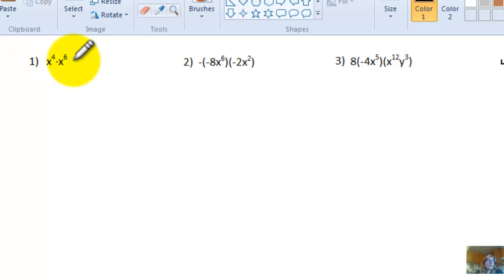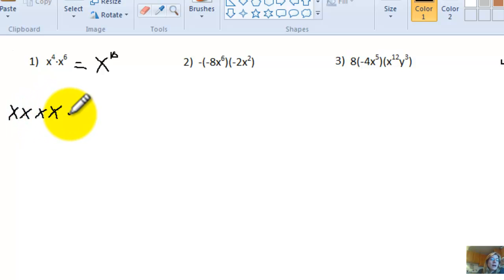Alright, so for this situation here, it becomes x to the 4 plus 6. So you still keep the base and you add the exponents, which gives you a new exponent of x to the 10th. And how that works, if you look at it entirely, it's like drawing 4 x's, because that's x to the 4th, x times x times x times x.